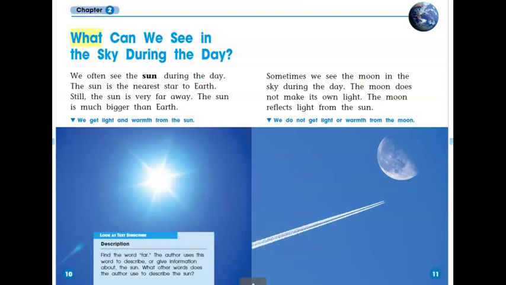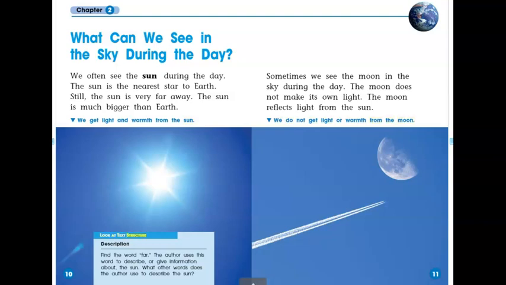Chapter 2. What can we see in the sky during the day? We often see the sun during the day. The sun is the nearest star to Earth. Still, the sun is very far away. The sun is much bigger than Earth. Sometimes we see the moon in the sky during the day. The moon does not make its own light. The moon reflects light from the sun. We get light and warmth from the sun. We do not get light or warmth from the moon.